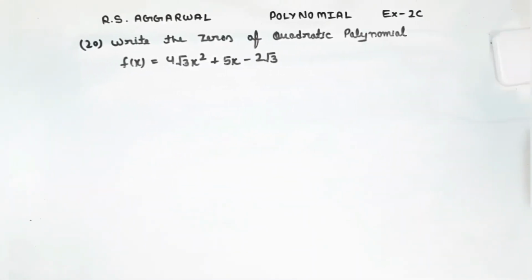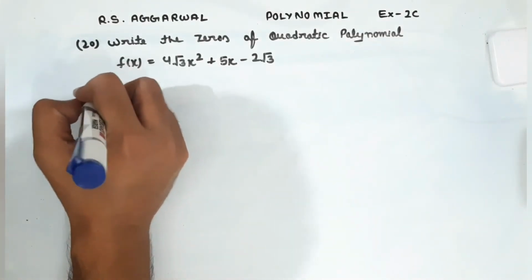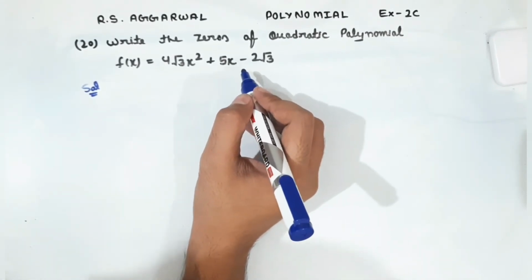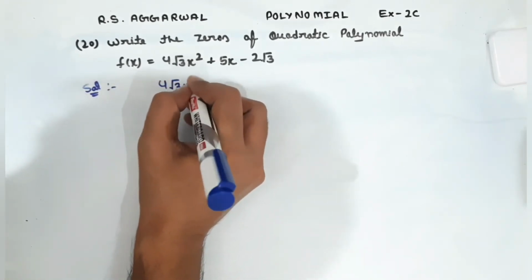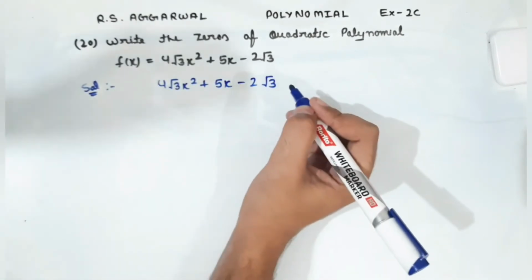R.S. Agrawal, chapter polynomial, exercise 2C, question number 20. In question number 20, he is asking to write the zeros of the quadratic polynomial f(x) equals 4 root 3 x square plus 5x minus 2 root 3. So in this problem we will find the zeros of this given quadratic polynomial by the middle term splitting method. The polynomial is 4 root 3 x square plus 5x minus 2 root 3.